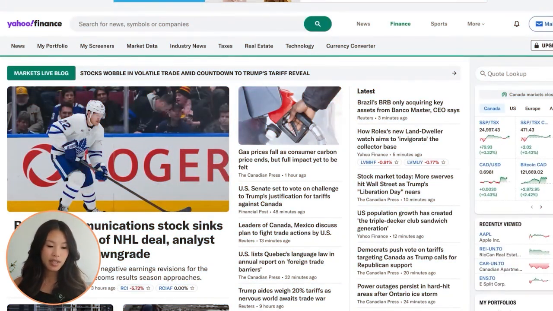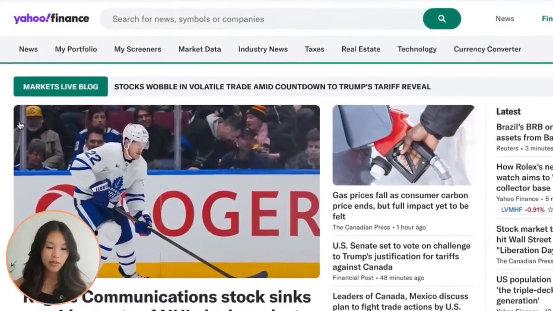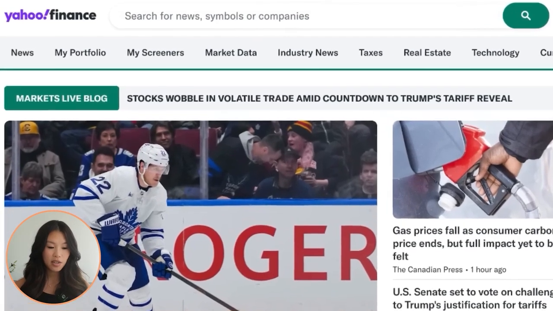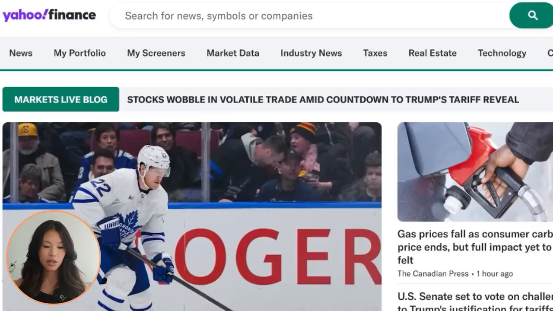For this tutorial, we'll use Yahoo Finance because it's free, beginner friendly, and it shows you everything you need to know in one place. If you have your computer with you, go ahead and type finance.yahoo.com into your browser. You should see a search bar right at the top of the home page. To look up any stock, simply type the company name or its ticker symbol.